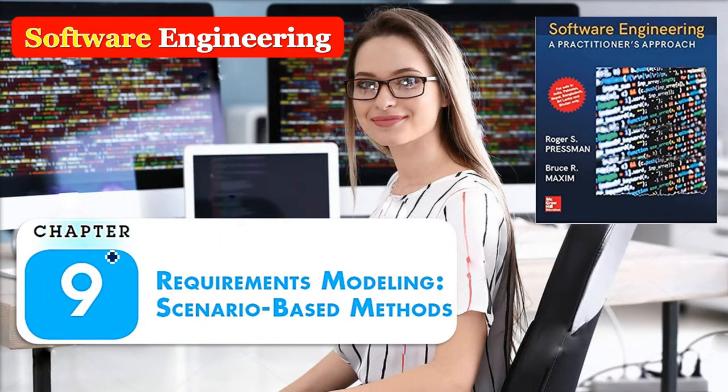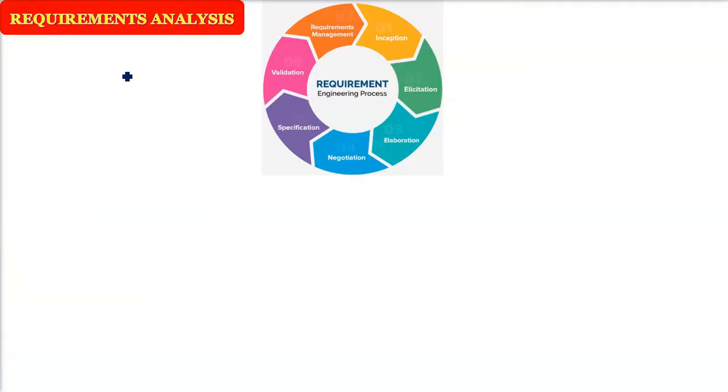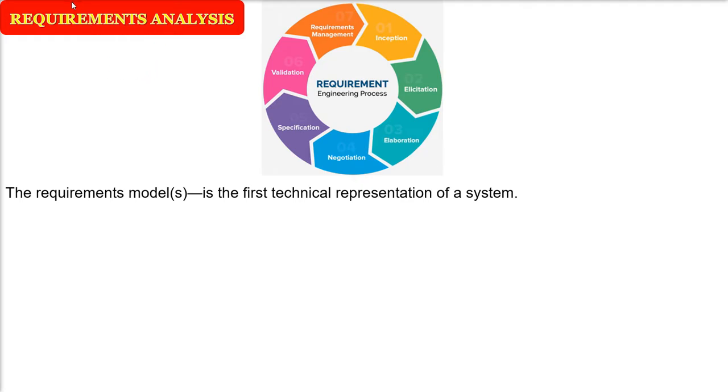In software engineering, we are taking chapter number 9, requirements modeling, and we'll talk about the scenario-based methods. So requirement modeling has come from the understanding of requirement gathering, requirements analysis. So when you have generated the requirement, that is what the user wants, what are the stakeholders' requirements, then you have to analyze it. Okay, first draft of requirements have to be analyzed, and then we have to make the models.